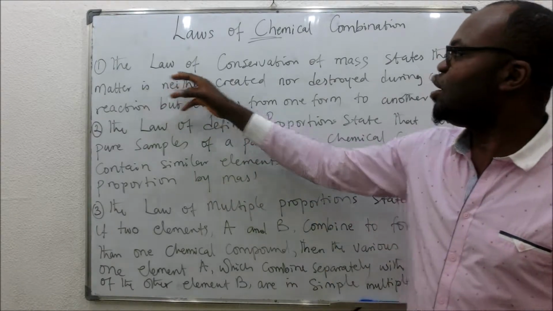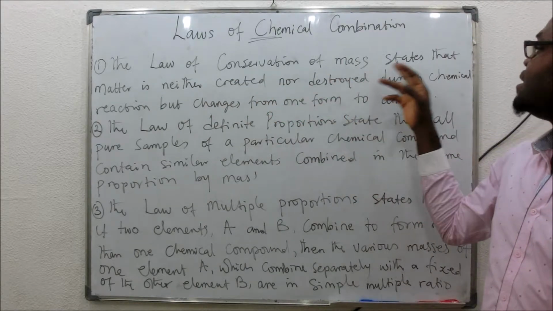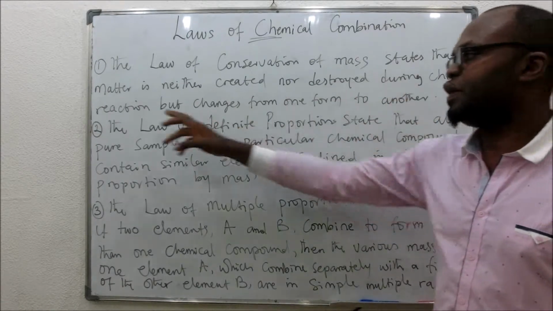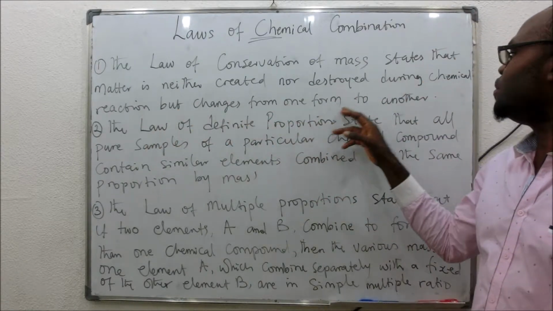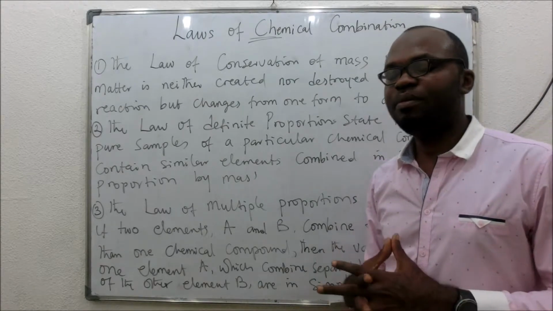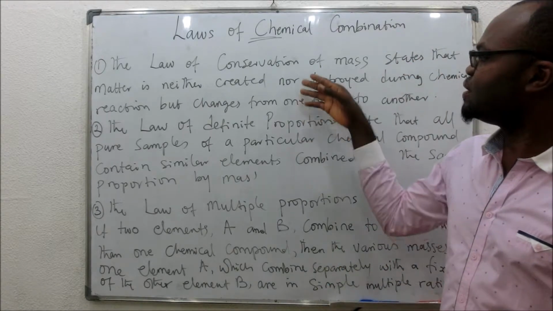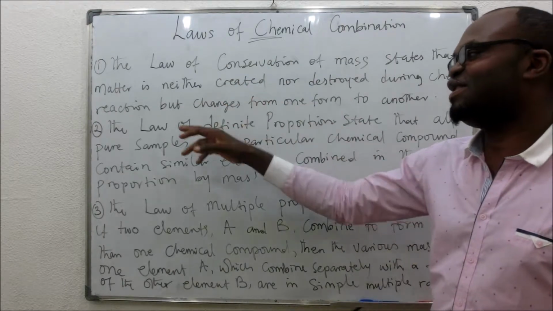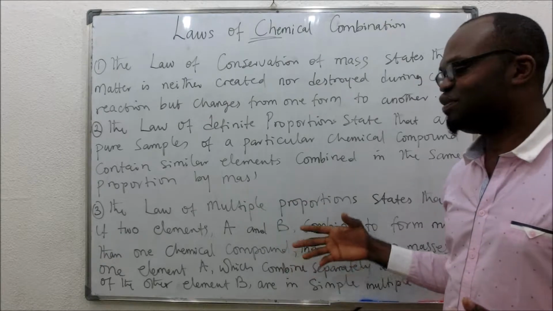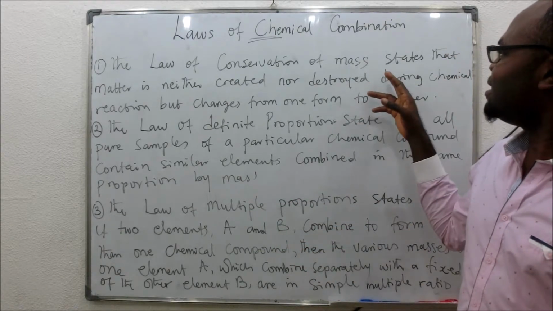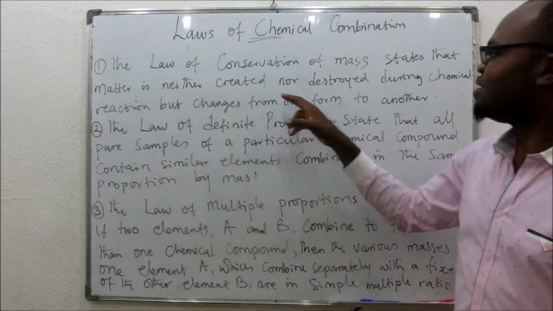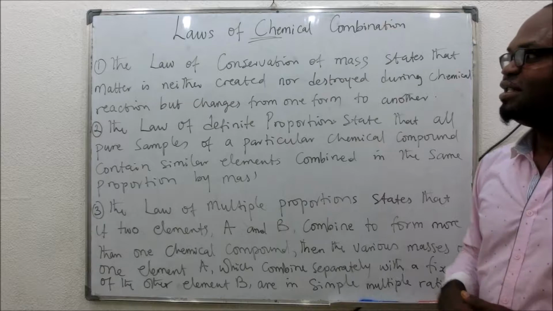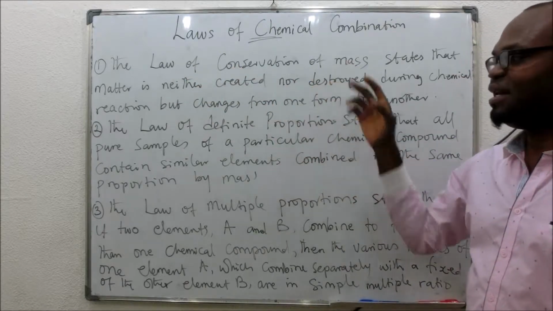So number one, the law of conservation of mass states that matter is neither created nor destroyed during chemical reaction, but changes from one form to another. So in WAEC, in your JAMB or NECO, you're going to see this law stated, and you're going to be asked which law is stated. Is it the law of conservation of mass, or law of definite proportion, or multiple, or reciprocal? So whenever it is stated like this, that matter is neither created nor destroyed during chemical reaction, but changes from one form to the other, know that it is the law of conservation of mass.